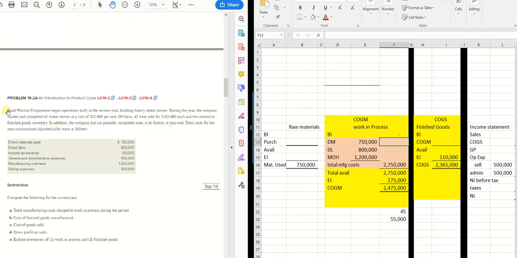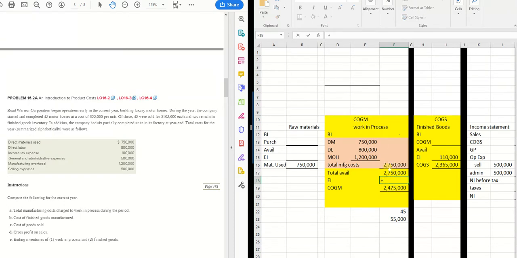So cross that off also. Okay, so basically I'm going to assume beginning inventory was 0. I have $2,750,000 in manufacturing costs, and my cost of goods manufactured is $2,475,000. So now I can back into my ending inventory. This should have been blank.